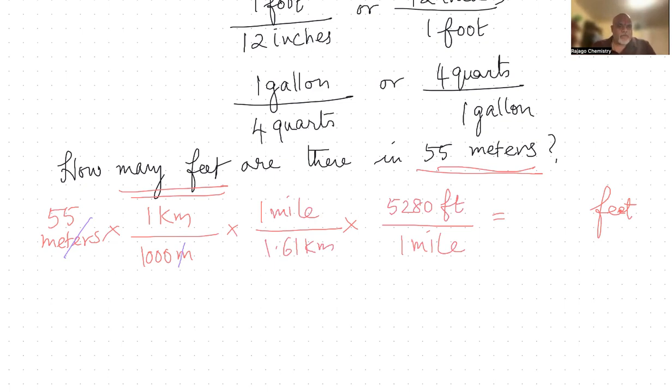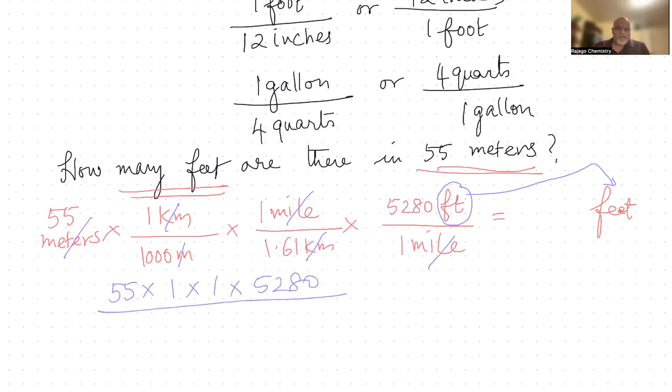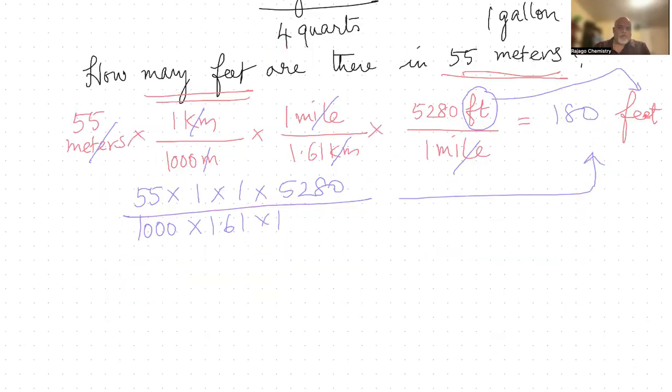What we are going to do is cancel kilometer, kilometer, mile, mile. And then you see that we are left with only one unit here, feet, and you need the answer only in feet. Now I'm going to take 55 times 1 times 1 times 5280 divided by 1,000 times 1.61 times 1. And I'm going to write the answer as 180 feet. It's very simple. Now let's look at one more example.